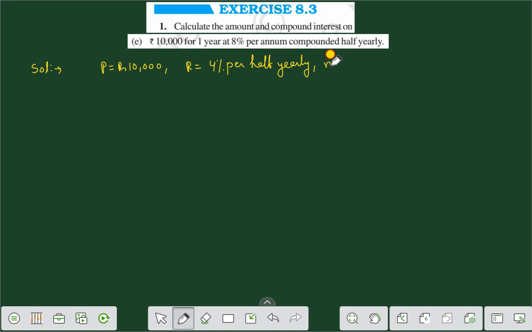The number of years is 1 year. 1 year means 2 half yearly periods.